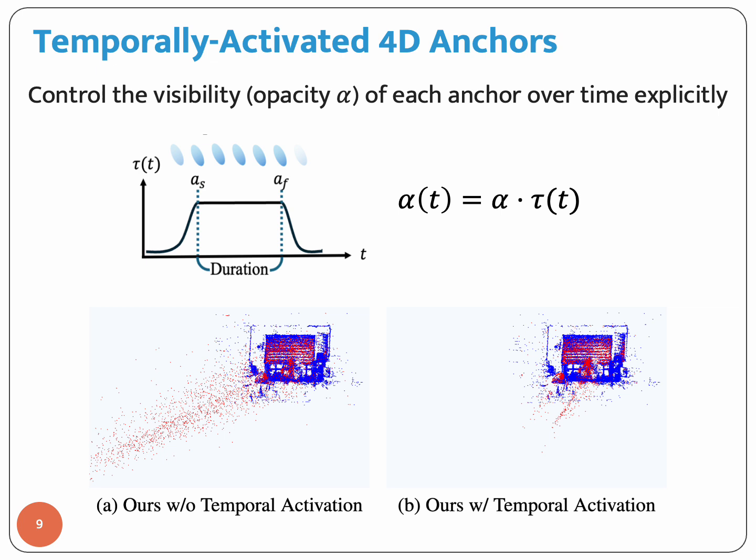Secondly, TED-4DGS assigns each canonical anchor an explicit temporal activation parameter that defines its active duration. This facilitates more accurate modeling of occlusion and disocclusion and prevents the generation of unnatural deformation caused by relocating non-contributing anchors during scene rendering at specific time instances.